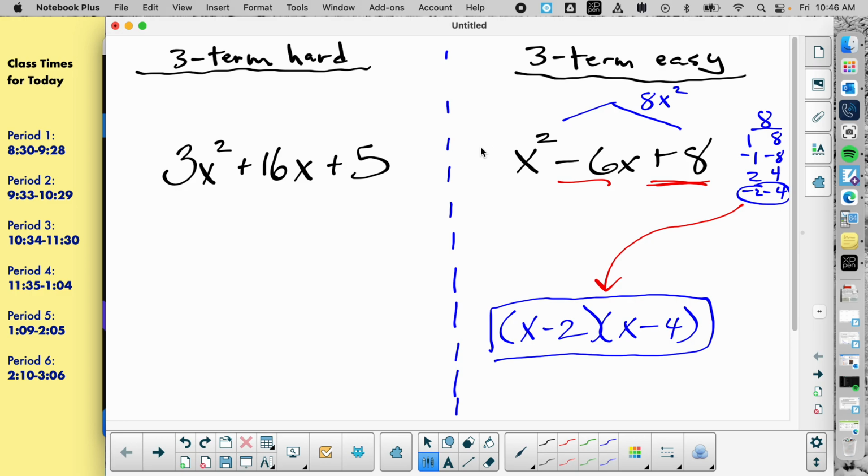So if there is no number in the front, you can just immediately write the answer with what two numbers multiply to the third one and add to the middle one. It's absolutely a shortcut to the final answer. And this happens every single time because there's no number in the front. So that's going to be the shortcut.